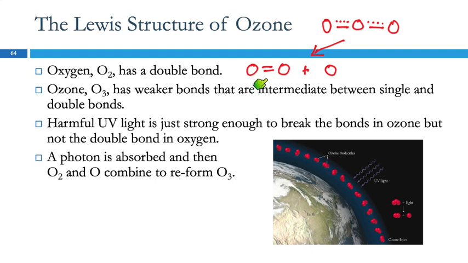So the oxygen molecule and the oxygen atom then will run into each other and reform ozone. And so the UV light coming at the ozone layer does not destroy the ozone layer. Anybody have any questions?